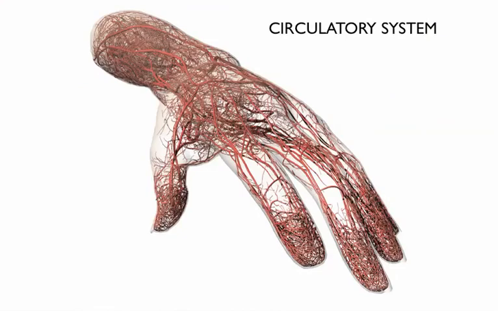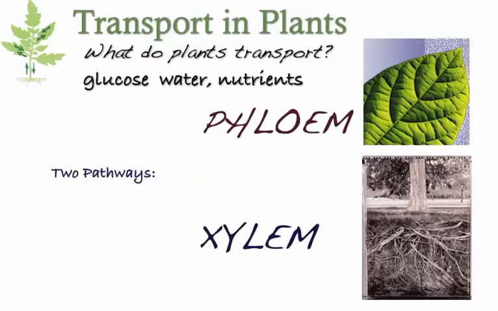Okay, circulatory system. That's pretty gross. But that's vessels all in your hand. And so let's do transport systems. We'll start with plants. Plants, we said, transport glucose, water, nutrients. Okay? Now there's two ways they transport, phloem and xylem.